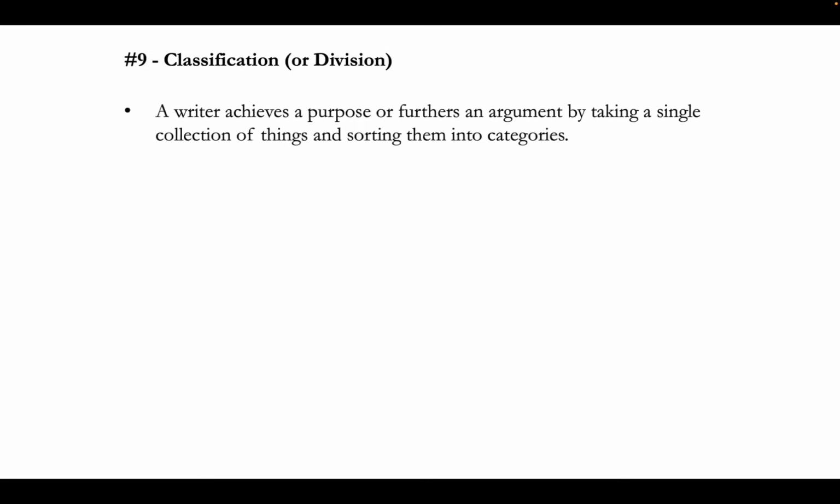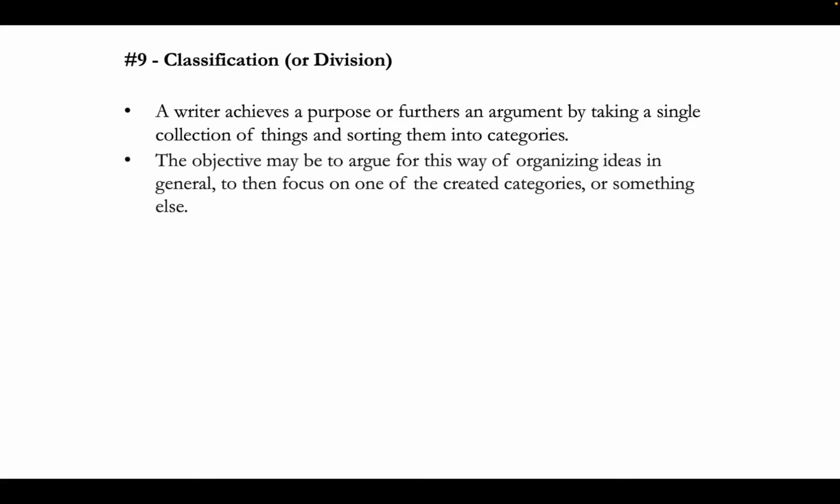Our ninth rhetorical mode is classification, which also can be called division. Classification and division is where a writer achieves a purpose or furthers an argument by taking a single collection of things and sorting them into specific categories in some way, doing categorization. Now, the objective of classification and division might be to argue for this way of organizing ideas in general, or it might be to focus on one of the created categories, or it might be something else.